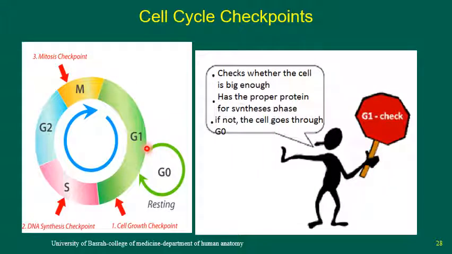First, the cell growth checkpoint is located at the end of gap 1, in which it checks whether the cell is big enough and has the proper proteins for the synthesis phase. If not, the cell goes into gap 0.